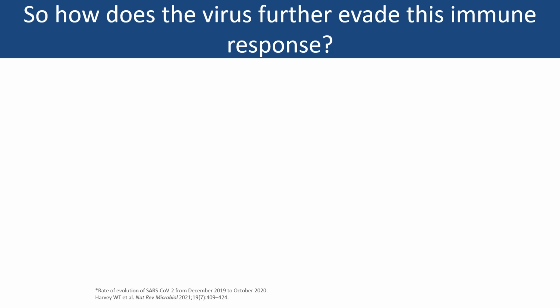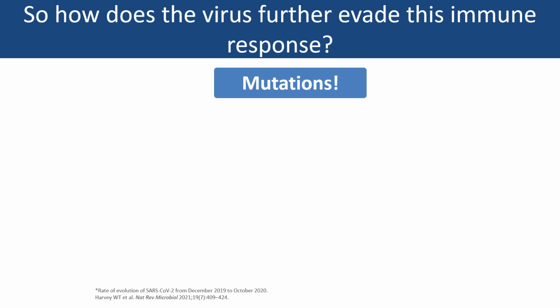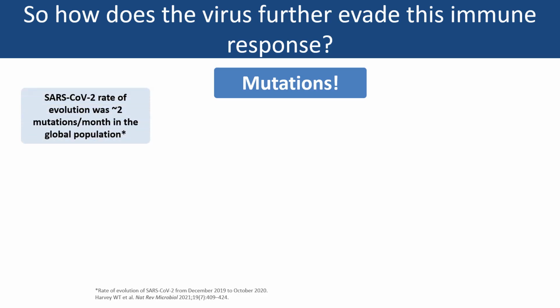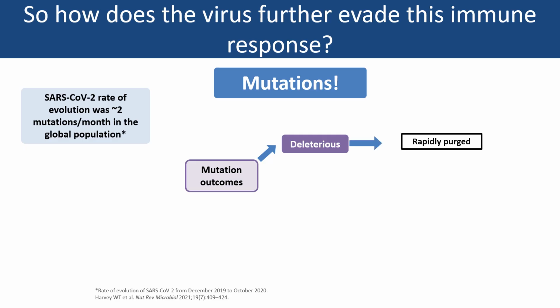The virus has other tricks that help it to evade the immune response. The most important is its ability to continuously mutate. It was estimated that this virus develops about 2 mutations per month in the global population. Of course, not all these mutations are beneficial for the virus. Many are actually deleterious, so they are not propagated. Other mutations may have no consequences, so they may be left to propagate inconsequentially.